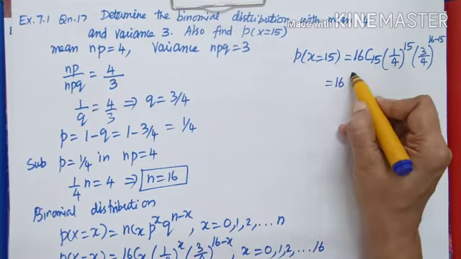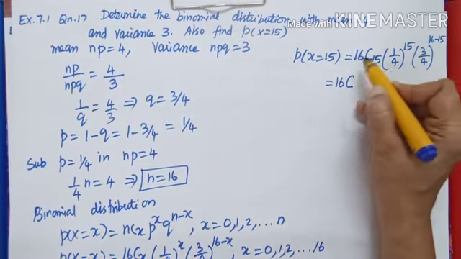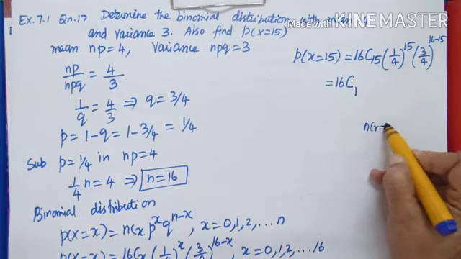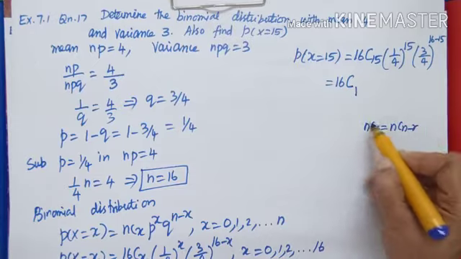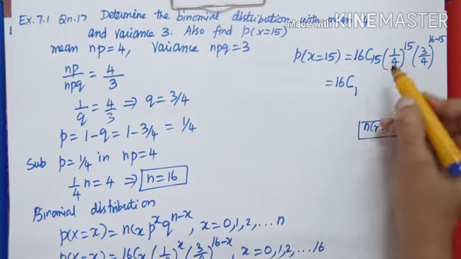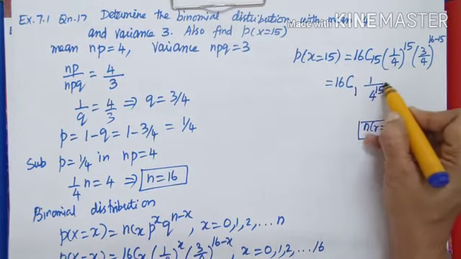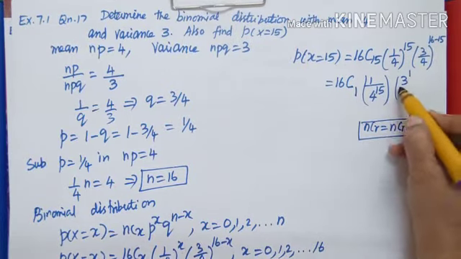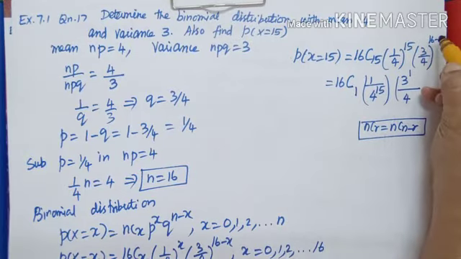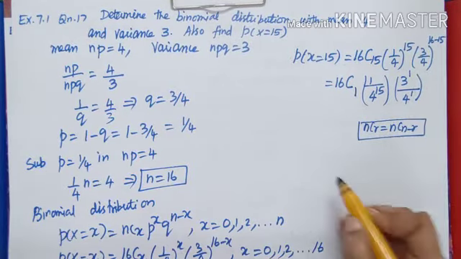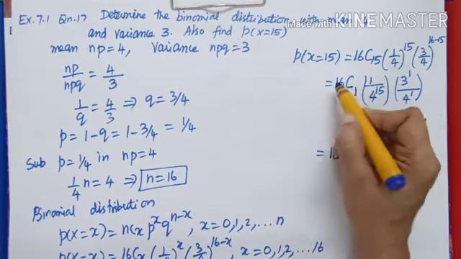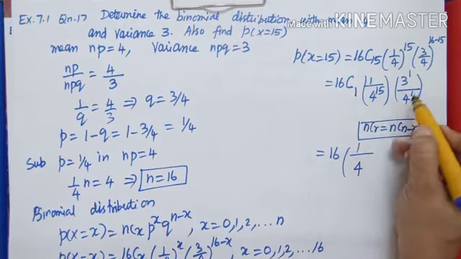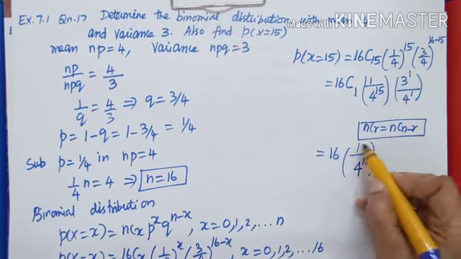16C15 can be written as 16C subtract, 16 minus 15 is 1. So what formula I use? nCr is nC n minus r. 1 by 4 power 15, 3 power 16 minus 15 is 1, 4 power 16 minus 15 is 1. Simplifying this, 16C1 is 16. 1 by 4 power 15 plus 1, that is 16 into 3.